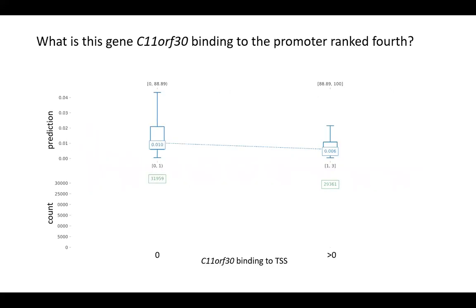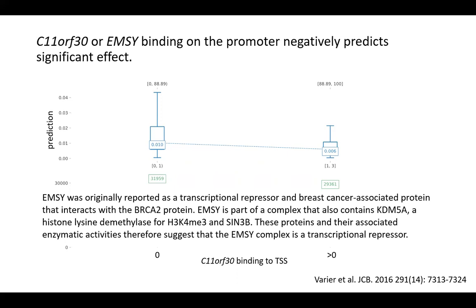What is this gene, C11orf30, that shows up fourth in the ranking? This one has a negative relationship with the prediction. So if this protein is bound at the transcription start site, then you're less likely to be in a functional enhancer gene target pair. And it turns out that this gene has a name, although in this data set it was called something different. Its name is EMSY.